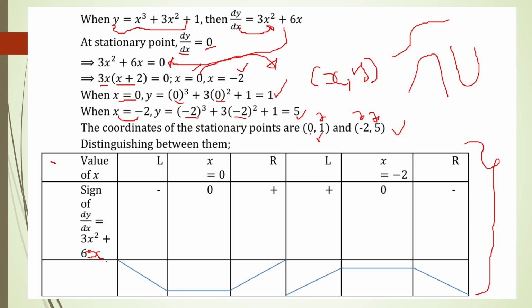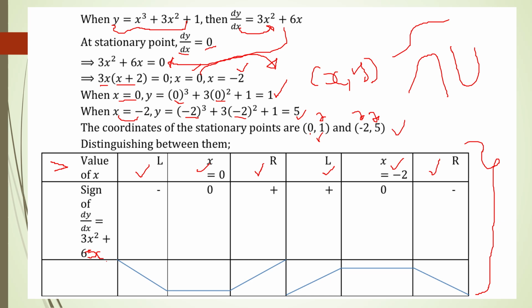The first row is going to be containing the value of x. So we simply write only the values of x. Remember that you got x is equal to 0, and we also got x equals negative 2. After writing them, on opposite sides of each x value, you must have the left-hand side, which is denoted by L, together with the right-hand side, which is denoted by R. We do the same on the other x value, left and right.